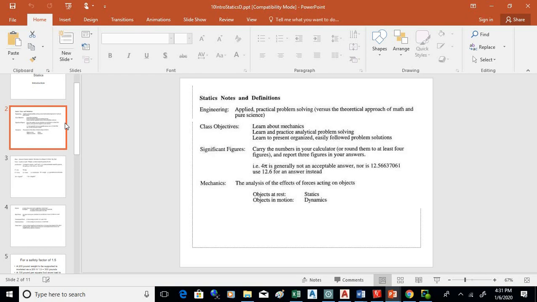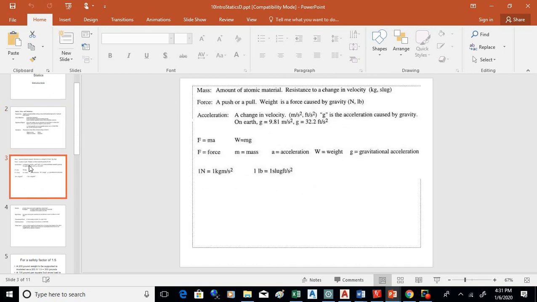Okay? Mechanics. Okay, we're gonna look at objects at rest, which is statics. Some of you will also take dynamics, which is objects in motion. The two together are called mechanics. Okay, some basic definitions here. A mass is amount of atomic material. Okay, it's how much stuff I've got, how much atomic material I've got.